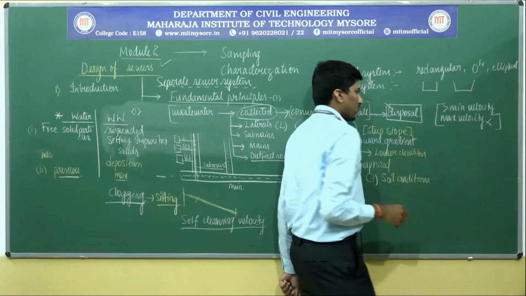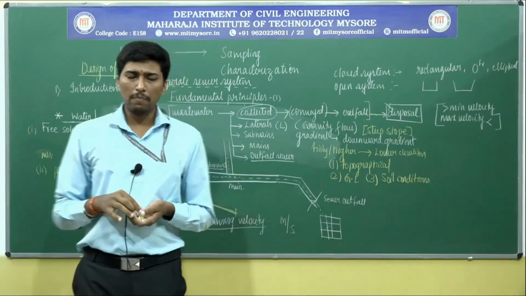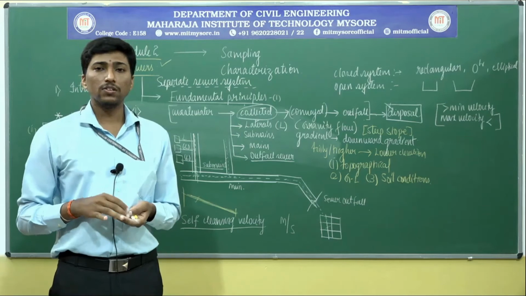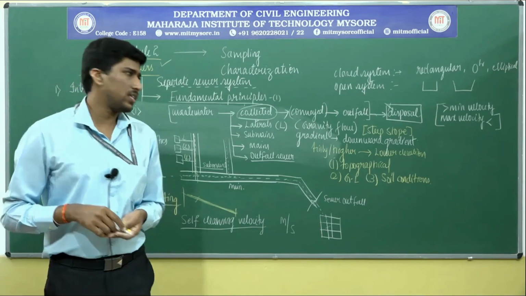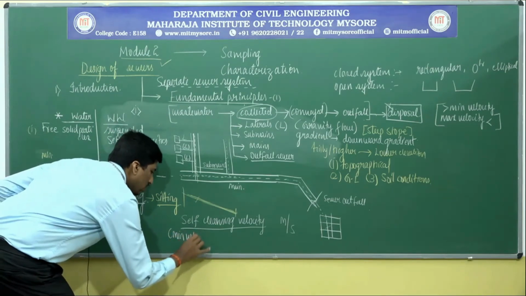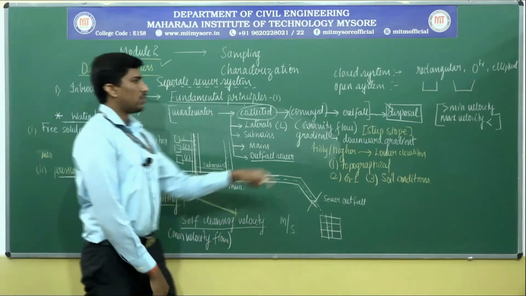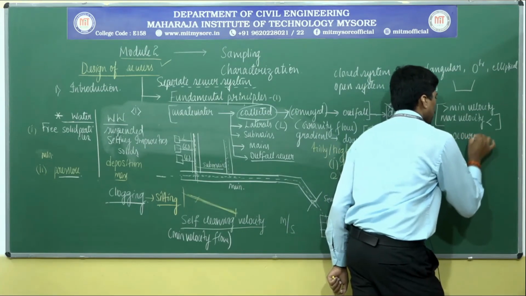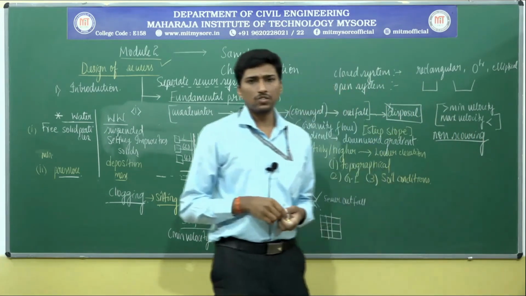So therefore, we call it non-scoring velocity, which is the maximum velocity at which the scoring action does not take place. Self-cleansing velocity is mainly related to the minimum velocity of the flow condition, whereas in the case of non-scoring, it is with respect to the maximum flow conditions.